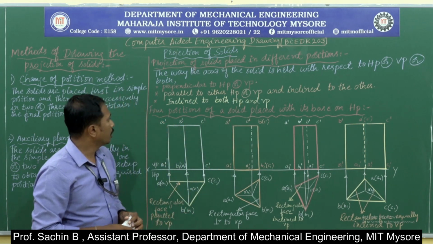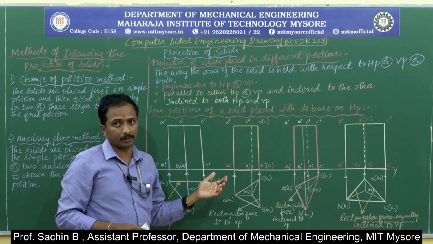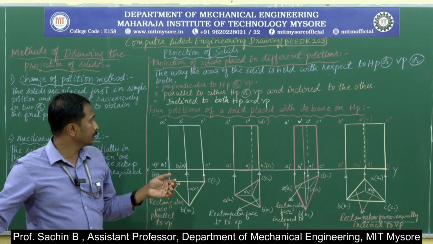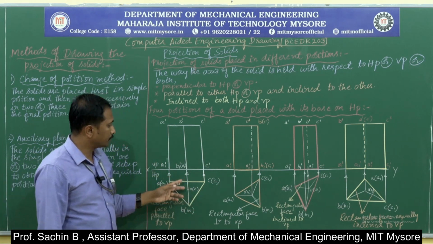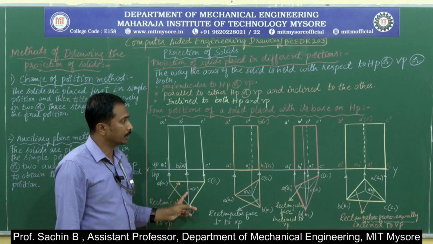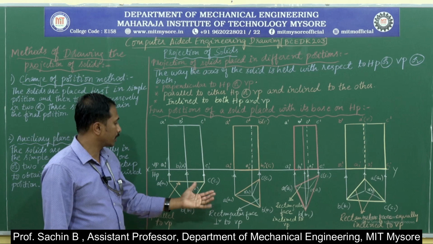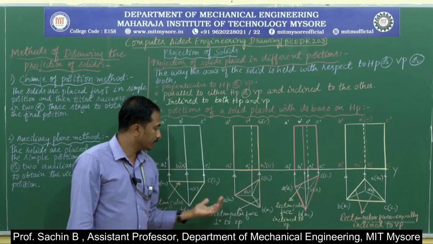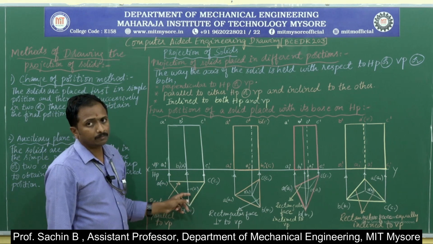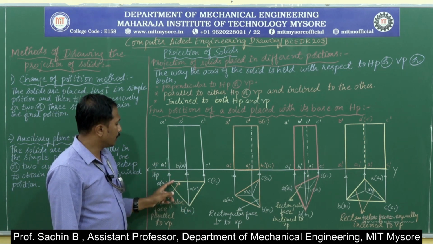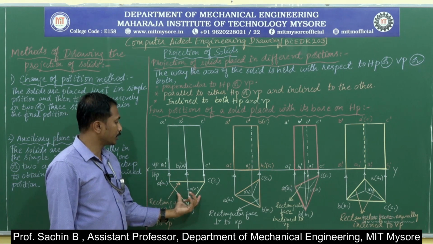Next is about four positions of a solid placed with its base on HP. Here I am considering the triangular prism. You just observe here, I am considering the triangular prism in the simplest conditions in all four cases. Here the triangular prism will be resting on HP.